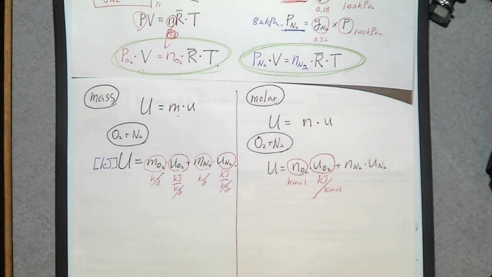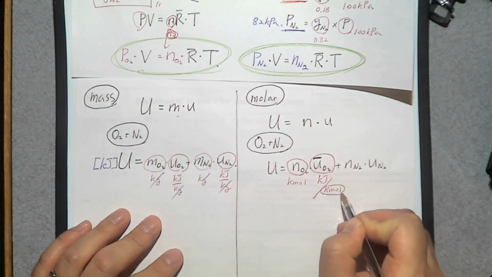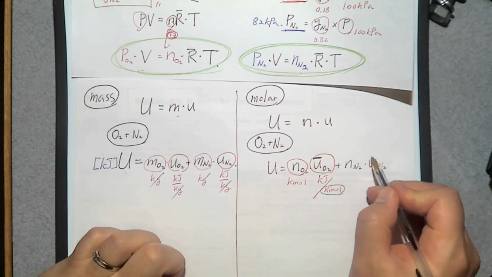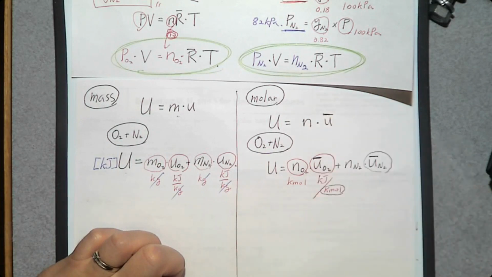Then the question, this one has this unit, this one has this unit, so this U is different from this U, right? Then to distinguish between here and there, what do we do? We add a bar on top of it to show that this is on a molar basis. So there's a bar on top of it.